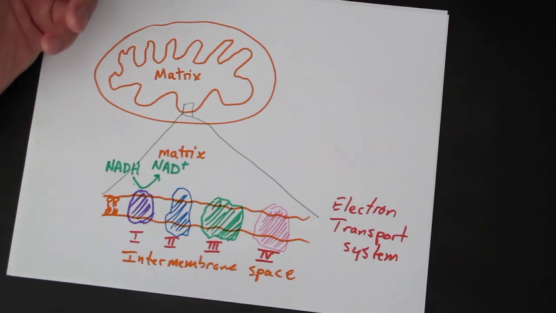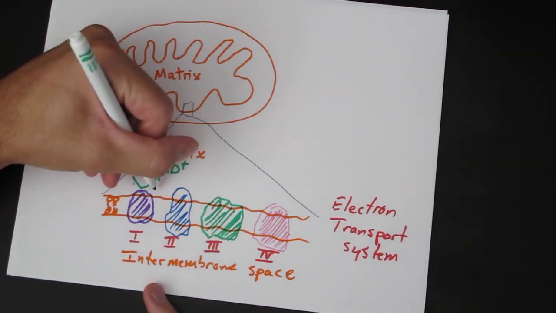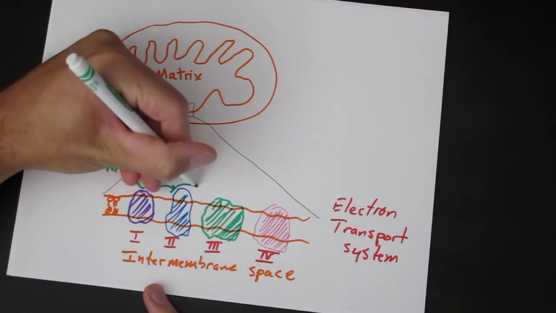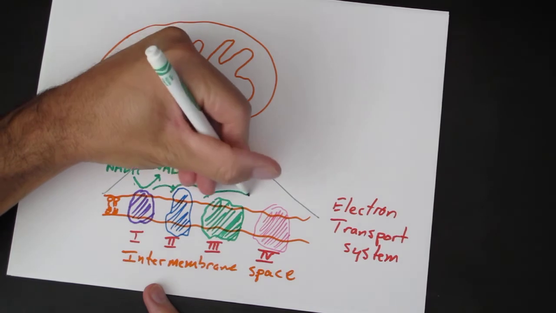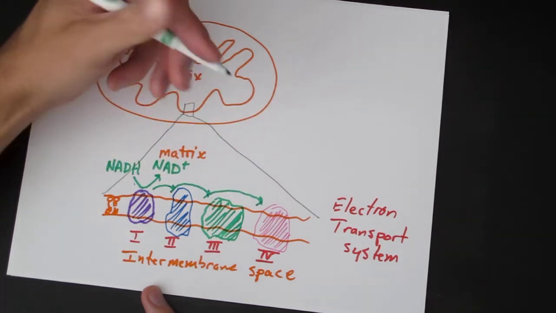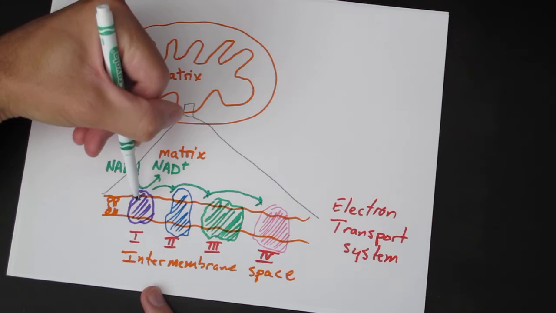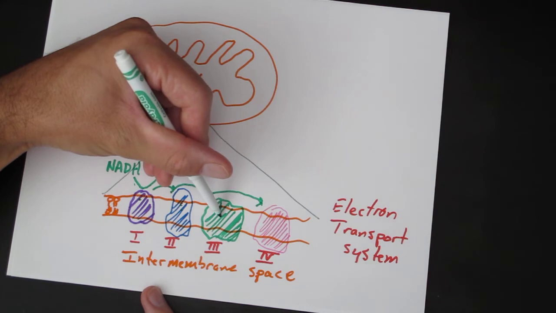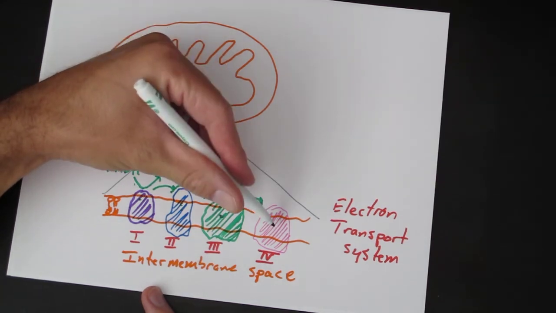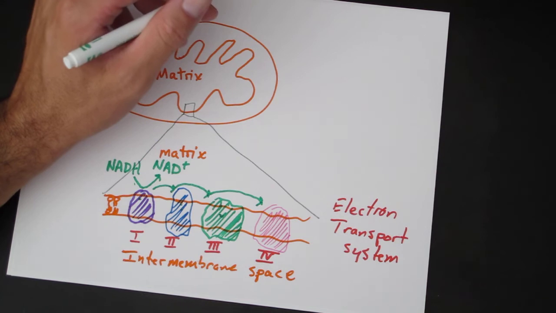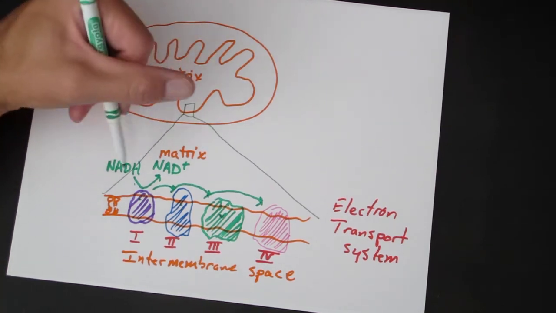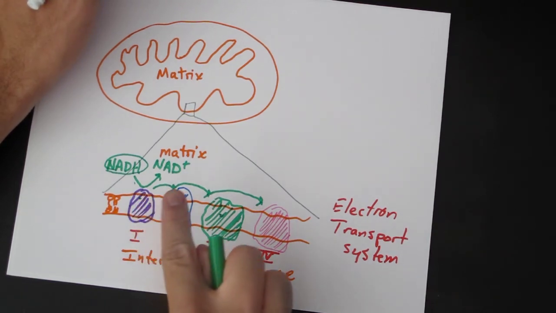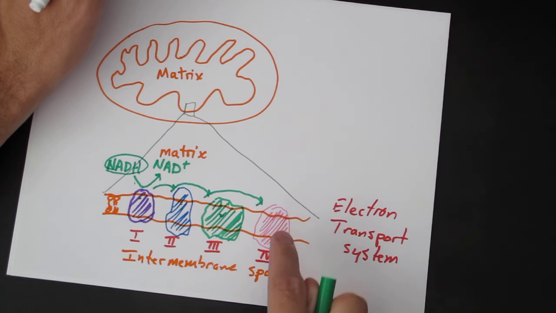See what we did there? Now, what's going to happen is that this electron is going to be transferred from enzyme to enzyme to enzyme. This one was just reduced. It's now going to be oxidized, and the next one is going to be reduced. That one is going to be oxidized, and the next is going to be reduced. So it's a chain reaction that begins when NADH is oxidized, and that electron is passed from enzyme to enzyme to enzyme.